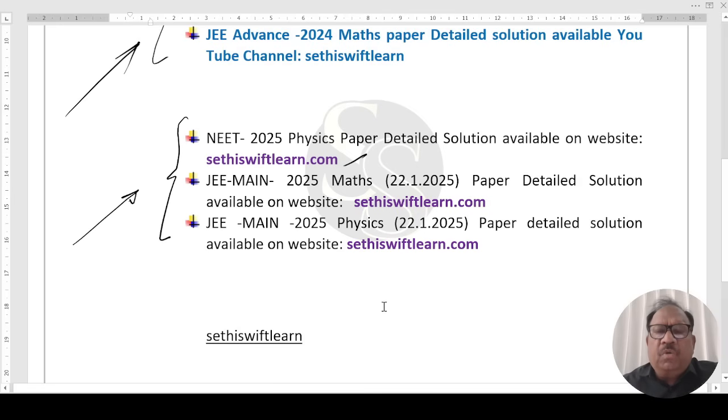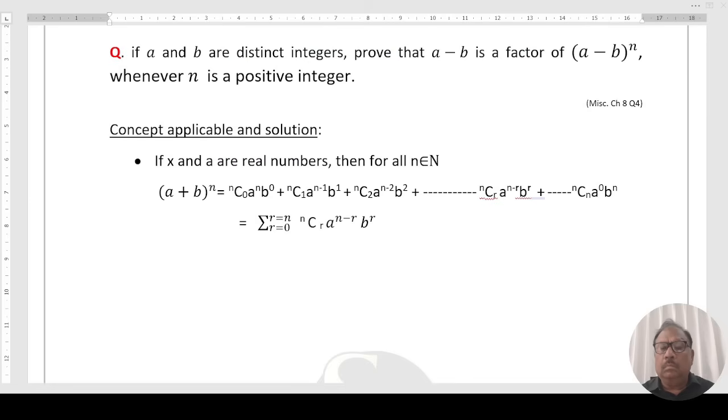Now let's start with the question. Question is, if A and B are distinct integers, prove that A minus B is a factor of A power n minus B power n, whenever n is a positive integer. Question is taken from Miscellaneous Exercise, Chapter Binomial Theorem, NCERT. Concept applicable to solution: A plus B power n, we will expand like this. Sum of powers of A and B is always equal to n.